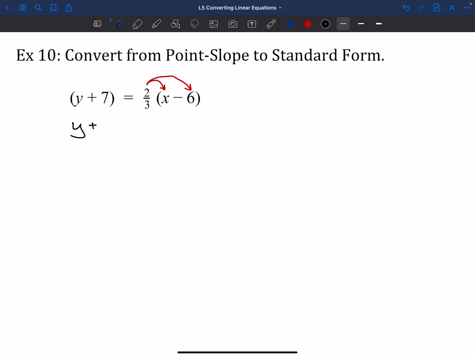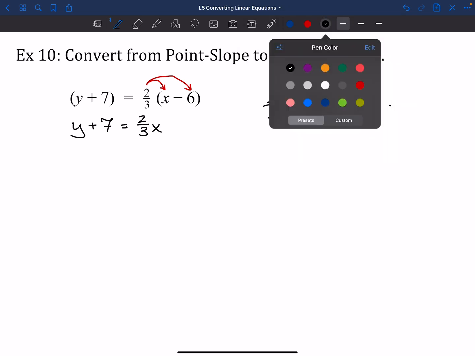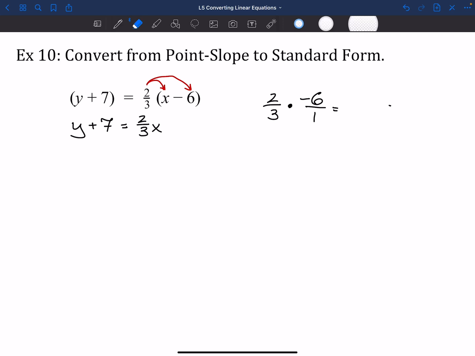y plus 7 is still going to be y plus 7. 2/3 times x is just 2/3 x. And then 2/3 times negative 6, which we can put over 1. You multiply the tops together, so 2 times negative 6 is negative 12. 3 times 1 is 3. And then negative 12 divided by positive 3 is negative 4. So when we're doing that distribution, we're going to get 2/3 x minus 4.